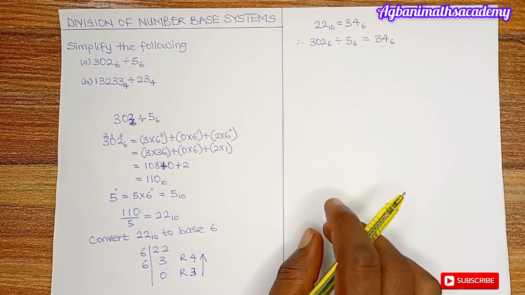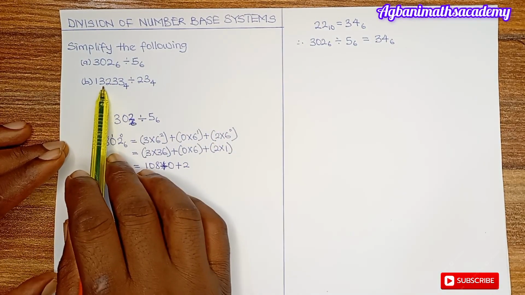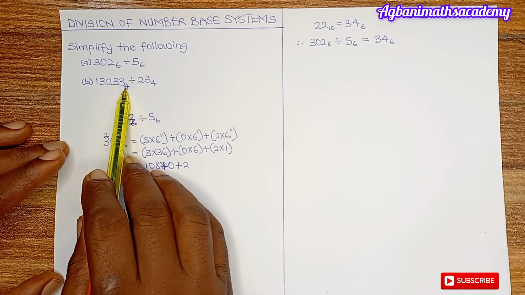Let's look at the second question. In the second question, we are considering numbers in base 4.